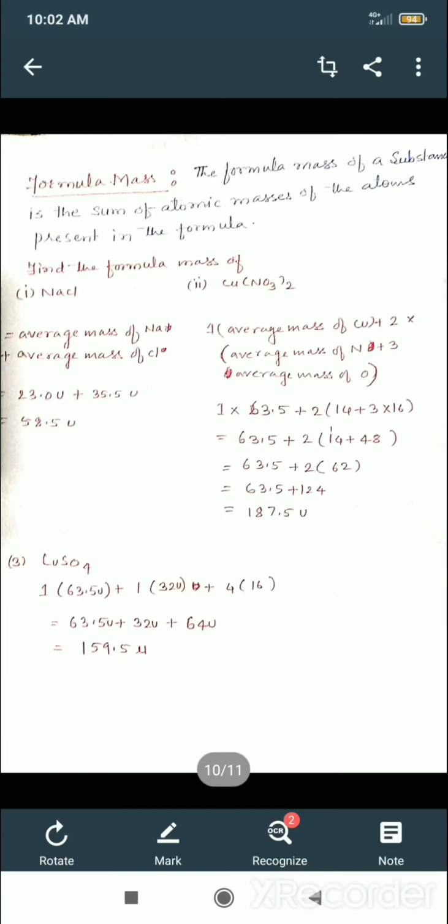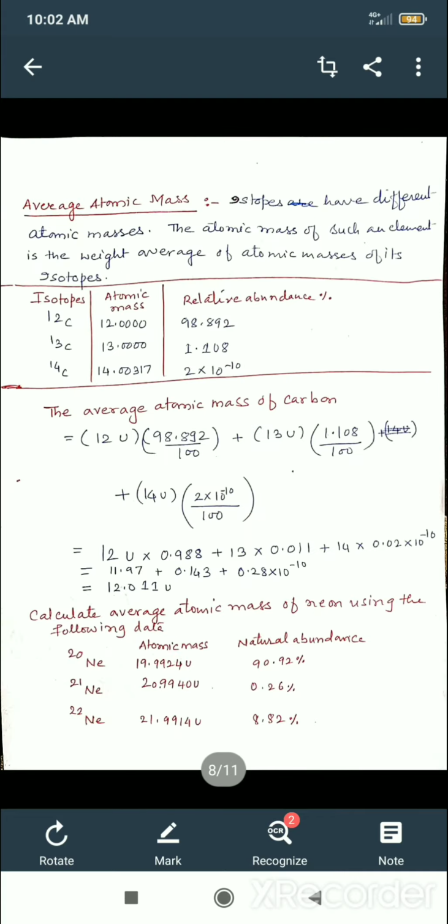In the last lecture, I completed a very important part, that is average atomic mass: how to calculate average atomic mass.